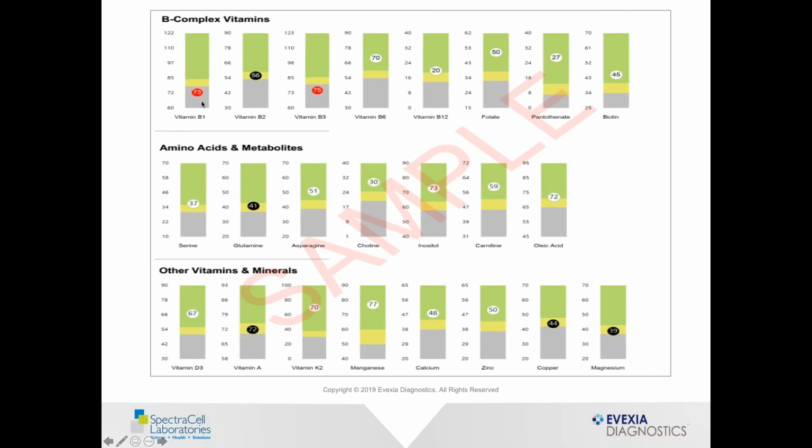So here, as you can see, anything down in the gray area is deficient. The yellow area is borderline. Green means everything is pretty much good to go. So you can do an analysis and say, what's going on? Why is B1 low, B3 low, B2 borderline? What's going on here? What's going on with glutamine?